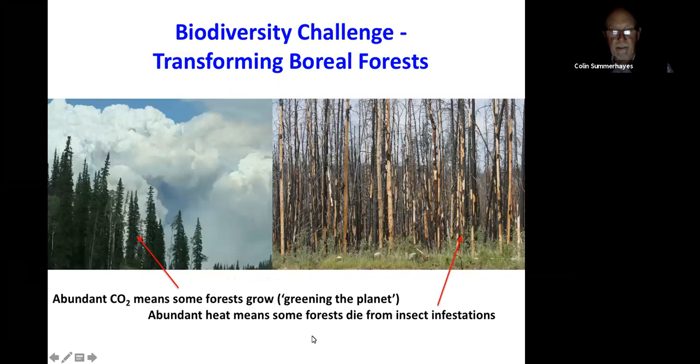Let's think about forests for a moment. On the left is a nice picture of a Canadian boreal forest, nice and healthy. On the right is a very similar forest, also in Canada, which has been stripped. And it's been stripped by something called the pine bark beetle. You can see the way the bark's falling off.